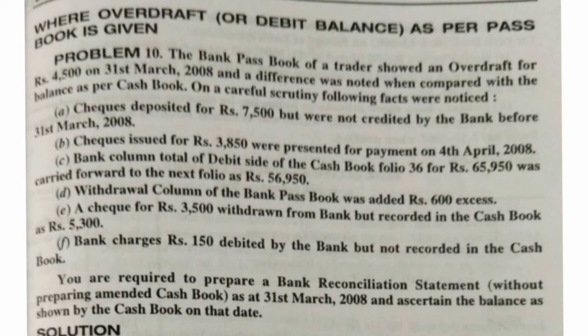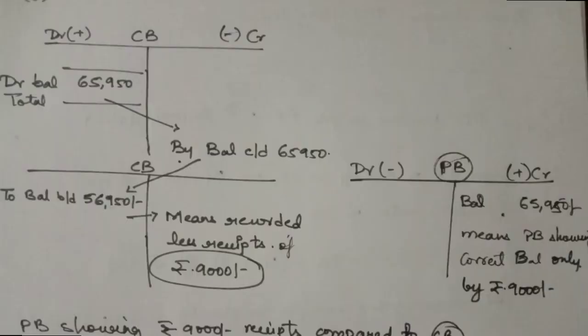Here, debit balance means higher receipts, right? In the cash book it is the higher receipts side, but it is being carried forward with an amount of 56,950, that is short by 9,000 in the cash book. But we need to see the passbook, because they have given the overdraft balance as per passbook. A debit balance in the cash book means a credit balance in the passbook. The passbook remains showing the same balance, 65,950, because it is an error made by the merchant.